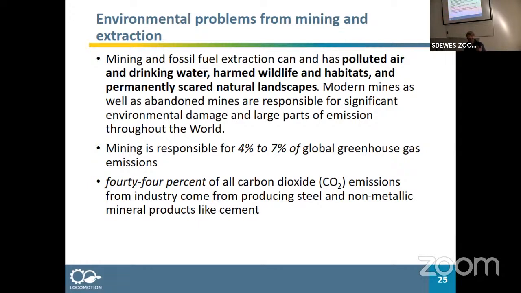It also has conflict potential, and it has displacement potential for certain communities. And it is also contributing to a large part of the global emissions. It's actually 4 to 7% of the global greenhouse gas emissions and 44% of all carbon dioxide coming from the industry sector. And that is coming only from producing steel and non-metallic metals.